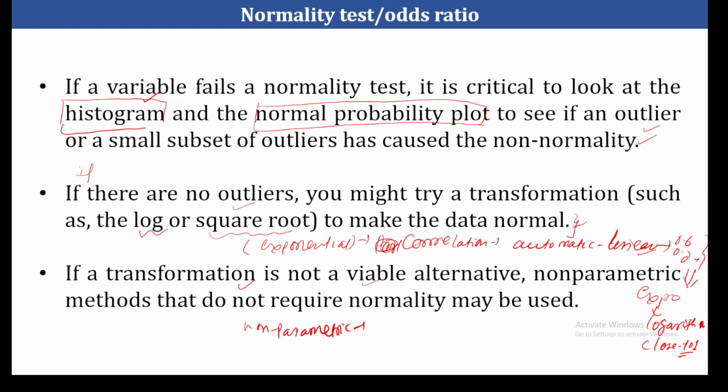If the variability or non-normality is not too much, we can just transform the same data in terms of some logarithmic or the square root. Once you transform the data, maybe the data will become normal. If data becomes normal, you can use the parametric test, so that will be ANOVA, maybe the t-test and all those things. If the transformation is not a viable alternative, then we have to use the non-parametric test. Okay.